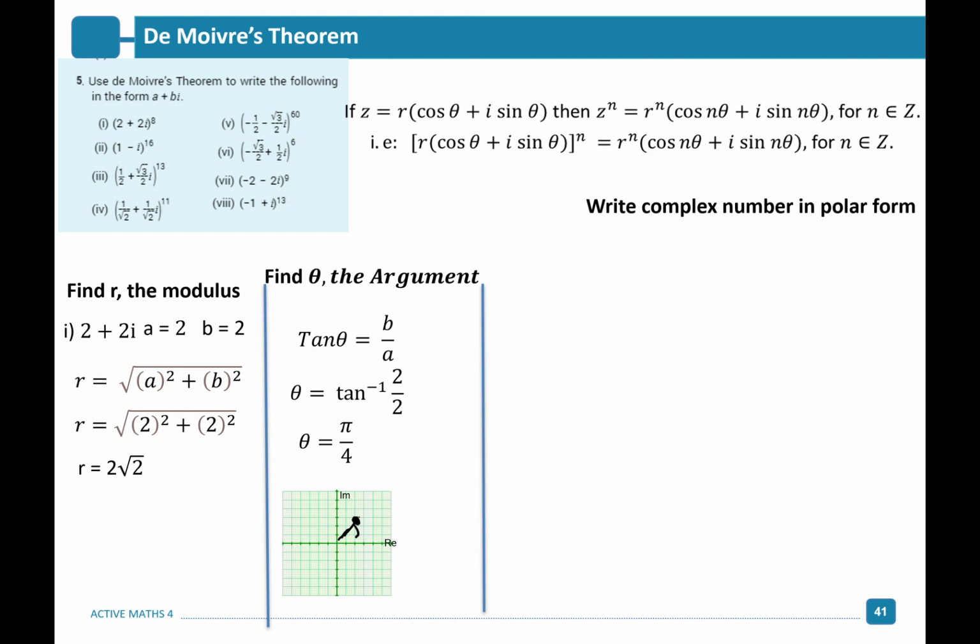To write our complex number in polar form, I substitute my values into our formula of r times cos theta plus i sin theta. This gives us my complex number in polar form of 2 root 2 times cos pi over 4 plus i sin pi over 4.